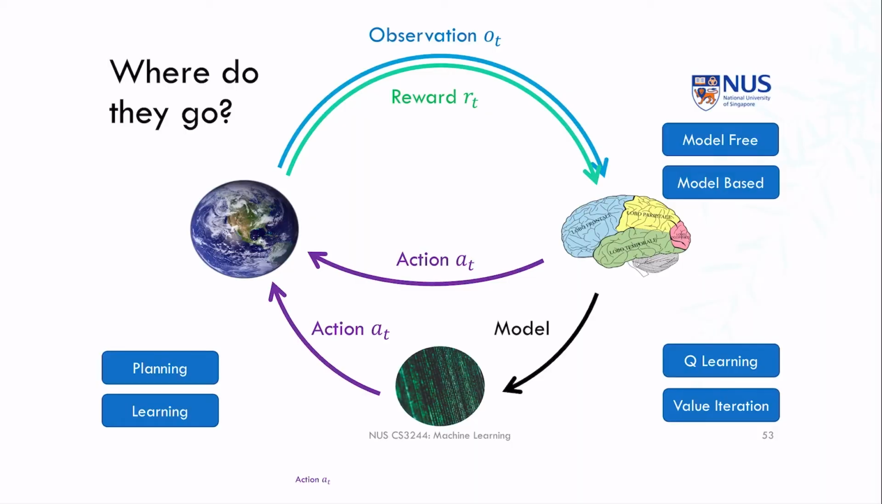So here's the same type of diagram that we showed you in the pre-lecture, except now we want you to test yourself. We've got 6 labels here: planning and learning, model-free, model-based, Q-learning, and value iteration. I'd like you to go ahead and imagine where you'd like to place these before going to the next slide. Take a moment to pause and figure out where you'd like to put them.